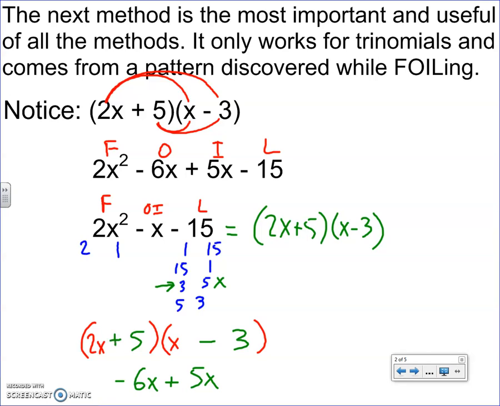And after you do the signs, you have to check one last thing. Check the sign of L. If I do positive 5 times negative 3, a positive times a negative is negative. It does match the sign of the last term. We are good. So that is how you factor using guess and check.